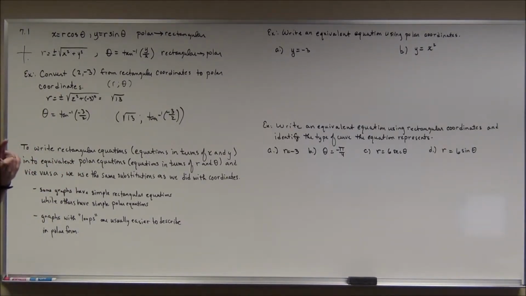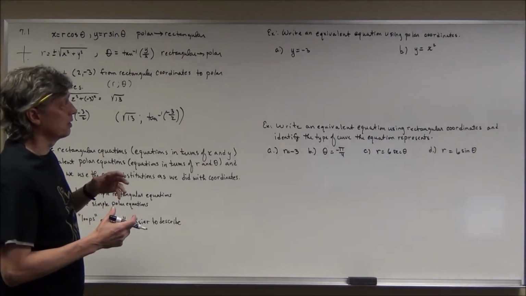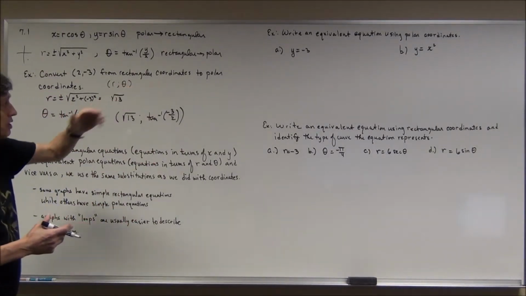Now, what kinds of graphs have simpler equations in polar form? Graphs of things that we haven't really discussed, but have loops in them, like what we call a 3, 4, or 5 petal rose, or a cardioid. I know that doesn't make a lot of sense to you right now. It will, but those are the types of graphs whose equations are more easily written down in terms of r and theta as compared to x and y.